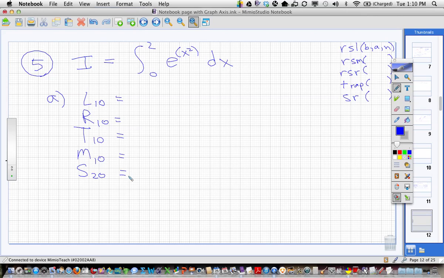Again, remember, if you're using RSL, RSM, RSR, TRAP, or SR in the area document, you have to define F1 of X to equal e to the X squared. Otherwise, you're not going to get the right number. Okay, what are you getting for, has anybody done trapezoid? Because that one you have to use that program for.